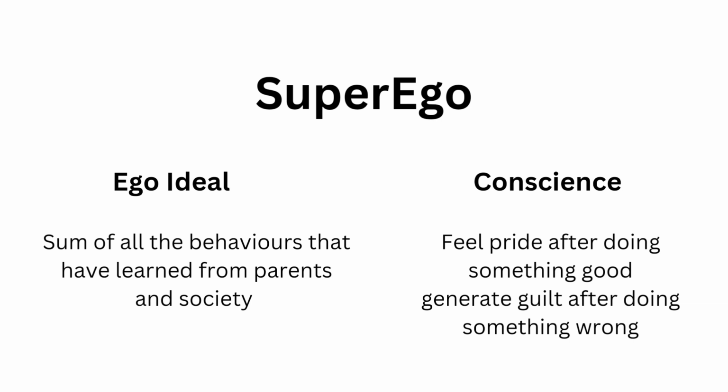It consists of two parts, ego ideal and the conscience. Ego ideal is the sum total of all the behaviors which a child has learned from his parents and others in the society. And conscience is the other part of superego that makes people feel pride when we do something good, or makes us feel guilty when we do something wrong.